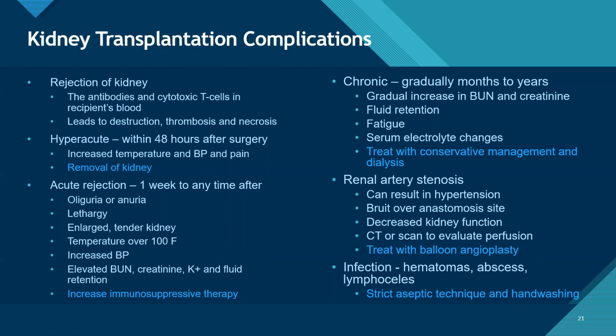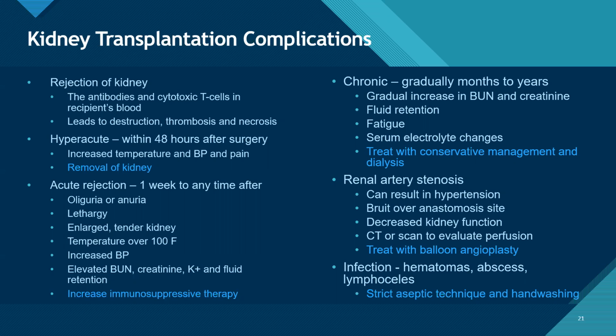With chronic, they're going to have a slow, gradual increase of their BUN and creatinine. Chronic transplant complications. They'll have fluid retention, fatigue. Their serum electrolytes will be affected. And then they'll treat them with conservative management, maybe diuretics, ideally, or low sodium diets and dialysis periodically or routinely. And that's not the goal of it, but maybe they'll end up with less dialysis than they were before. And then stenosis that can result in hypertension.